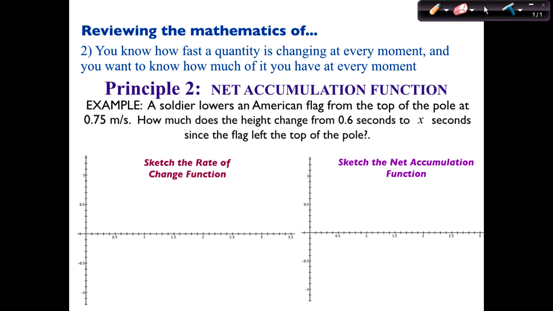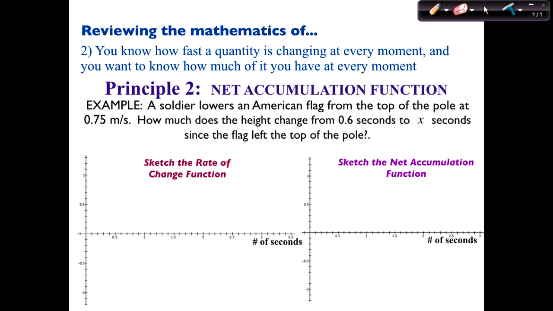So for both these functions, the independent variable, or the thing on the horizontal axis, is our time since the flag was lowered. So that's number of seconds. It's the same variable x on the horizontal axis. What will the rate of change function look like? So given values of x, what is the rate of change? Yeah.